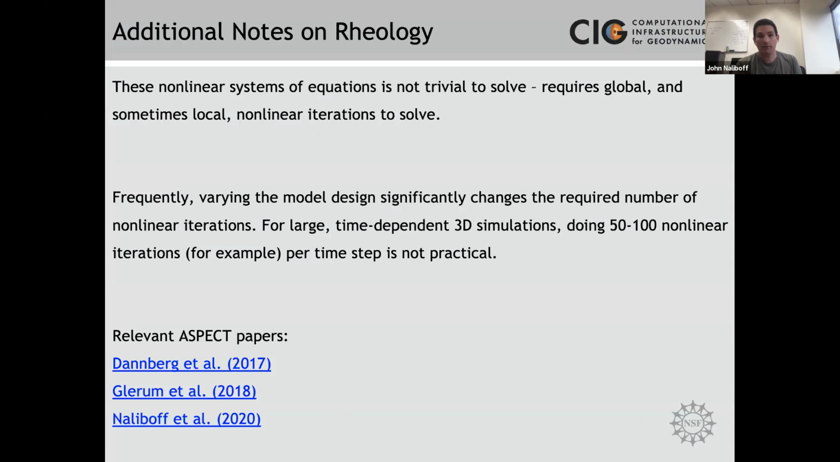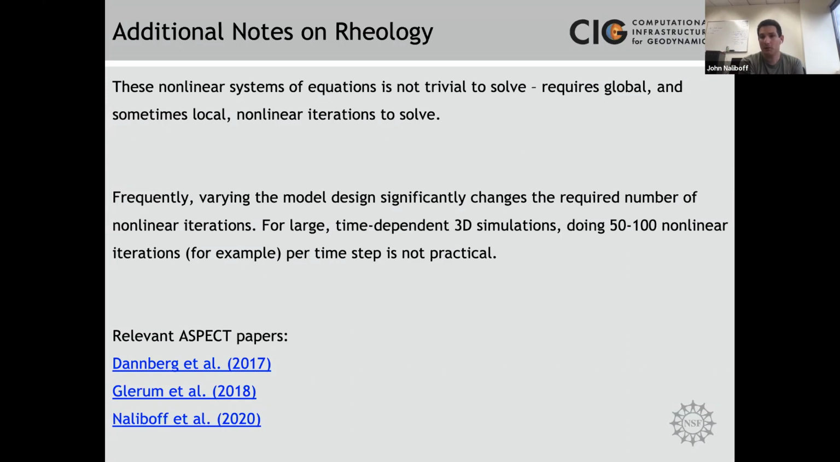This is really hard, and a lot of things can go wrong when you're doing these nonlinear iterations or designing your model, which will give you very bad convergence behavior. As you design your models, frequently what you see is that, depending on the features you put in the model, your boundary conditions, your initial conditions, basically anything, changing certain things can lead to a significant change in the number of nonlinear iterations required to solve the problem each time step. In 2D, that's not such a big deal if you're doing say 50 to 100 nonlinear iterations per time step. If you're designing a large, highly time-dependent 3D simulation which needs to run for millions of years, doing 50 to 100 nonlinear iterations per time step is simply not practical.